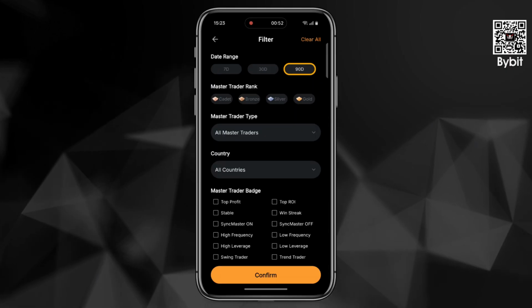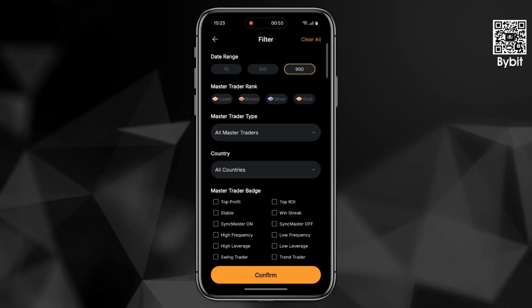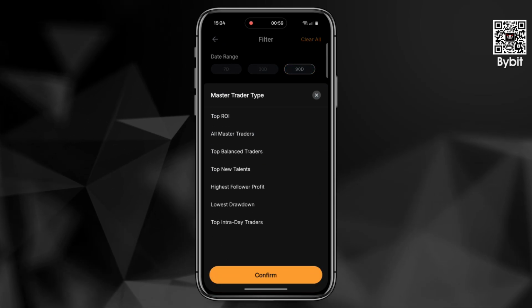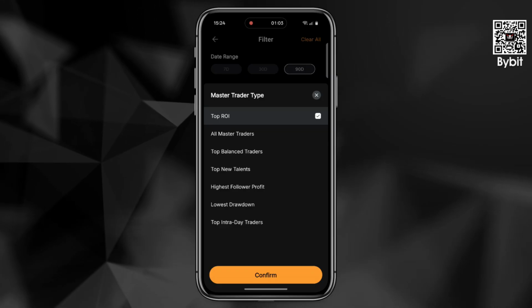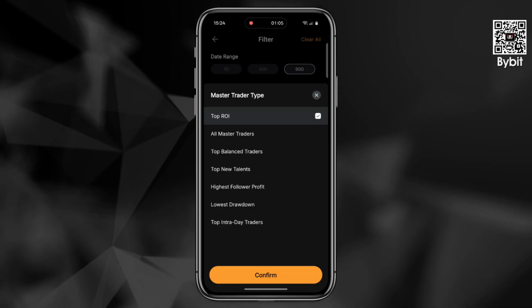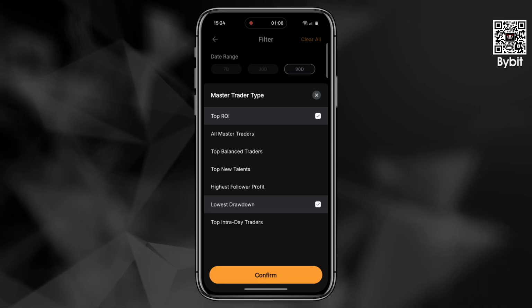Analysis period: choose at least 90 days to see performance over time, not just a lucky week. Win rate: percentage of profitable trades. Set it to 30% or higher. ROI over 90 days, ideally 12% or more, indicating profitability. Maximum drawdown: up to 25% to avoid significant losses during market downturns.